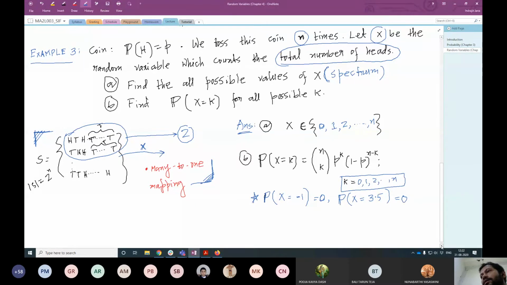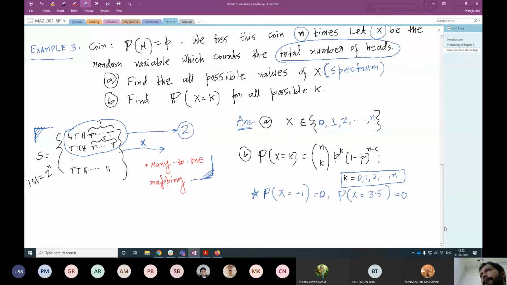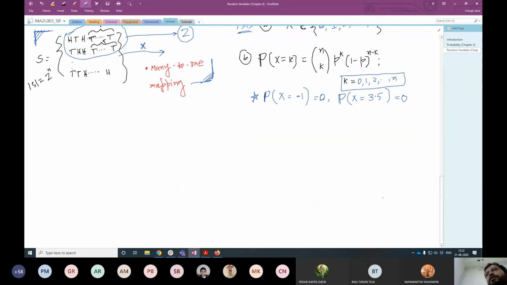Does anyone have any question about this example? If you have, ask later also. Let's move to the next example. Example 4.